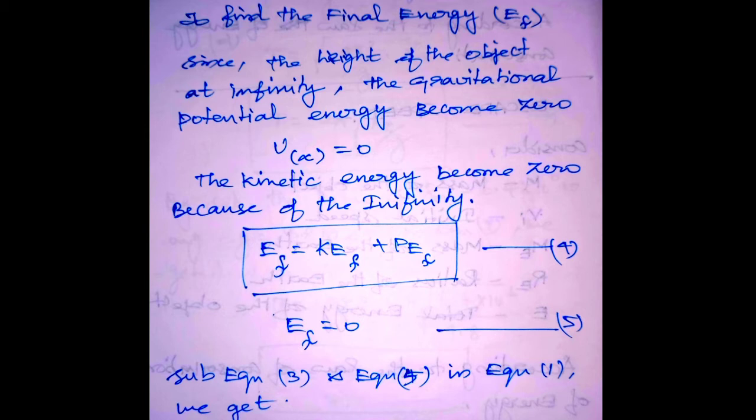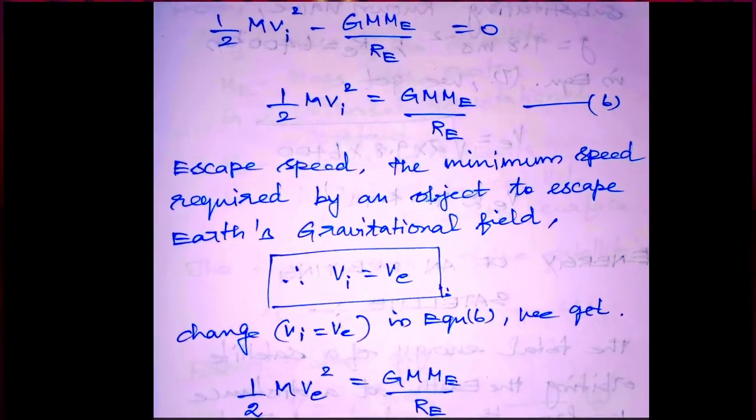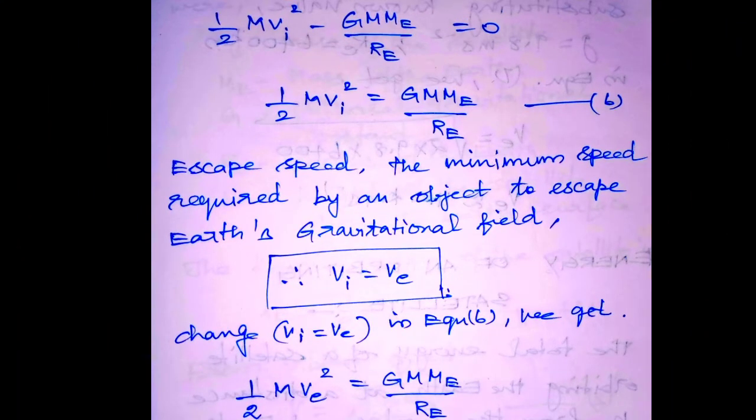Now, substitute equation 3 and equation 5 in equation number 1. So we get half m vi square minus G m Me divided by Re equal to 0. Now, move the minus term to the opposite side. We get half m vi square equal to capital G m Me by Re. This is equation number 6.